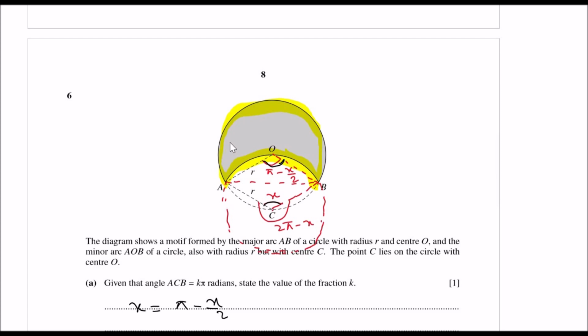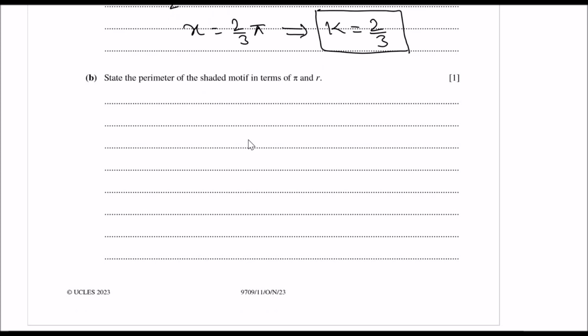So let's do this. To find the perimeter, we know that x equals 2 by 3 pi.